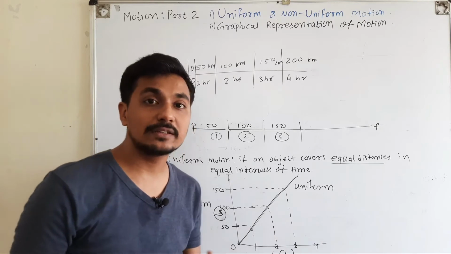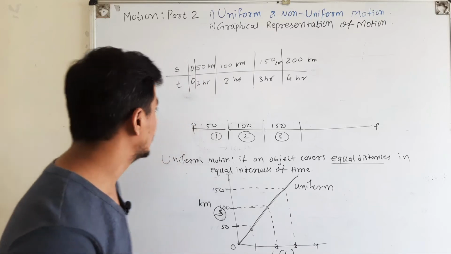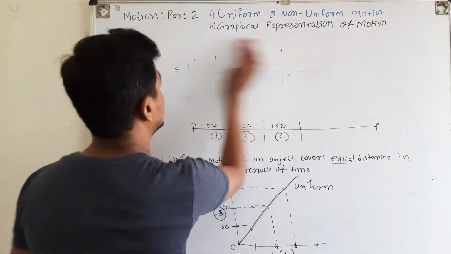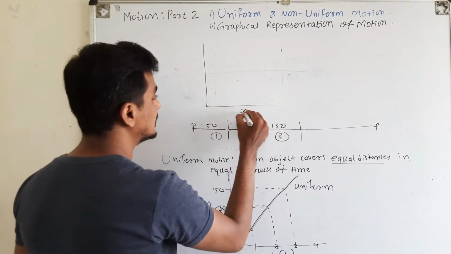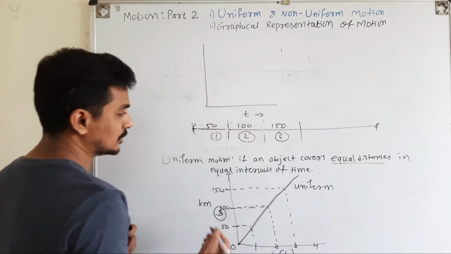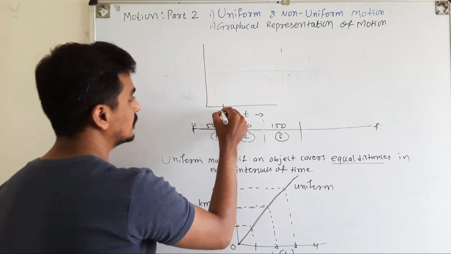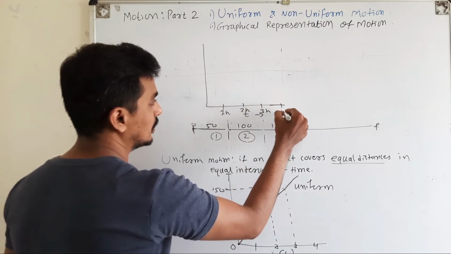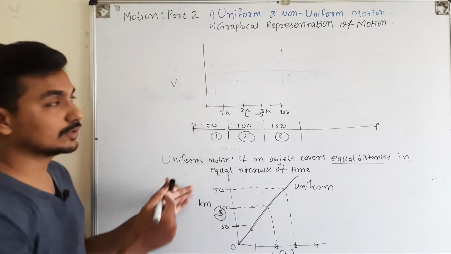Now suppose we take the graph between speed and time, or velocity and time. Our graph will look like this. Here we have one graph, this is the x-axis where we represent time, let us say 1 hour, then 2 hour, 3 hour, 4 hour, and here on the y-axis we represent velocity or speed.